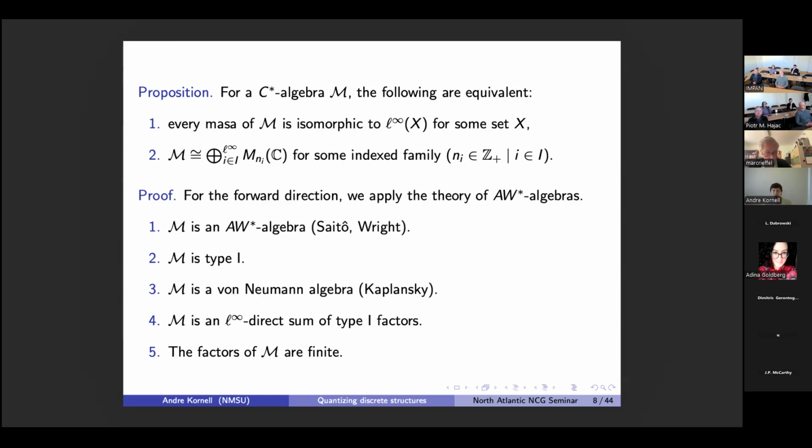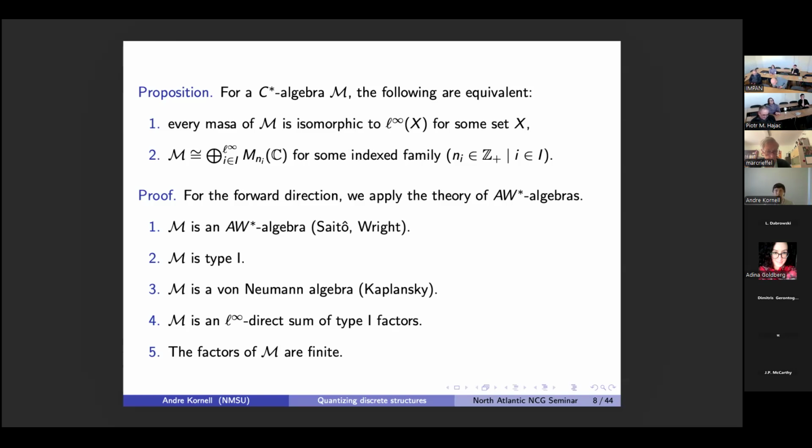Okay, thank you. Okay, so the bottom line here is that if we ask for this rather extreme form of discreteness from a C-star algebra M, that's the same as saying that M has this particular form, an L infinity direct sum of finite type 1 factors.